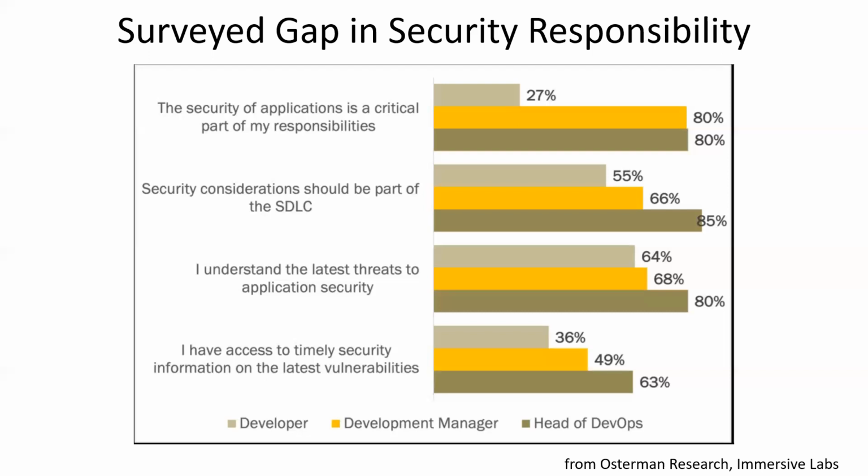Do they understand the threats? He says, "I understand the latest threats to application security." Are they properly trained? Do they know that? Well, 64% of the developers thought so, but more of the heads of operations thought so. The head of operations had a rosier idea of their system than did the people who were actually doing it.